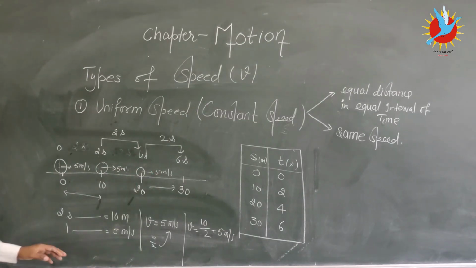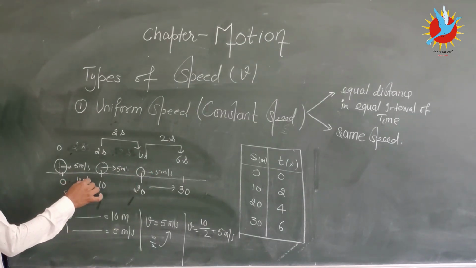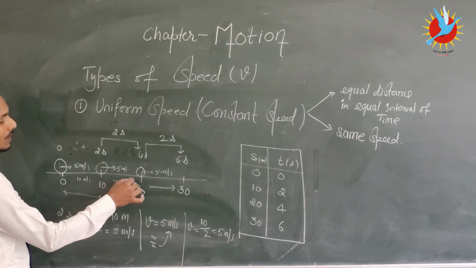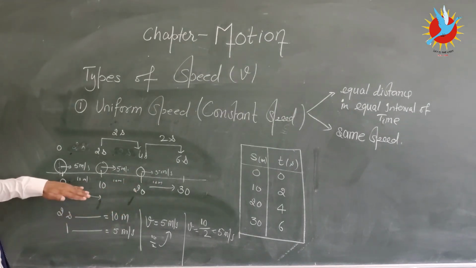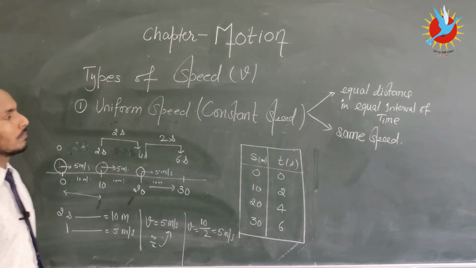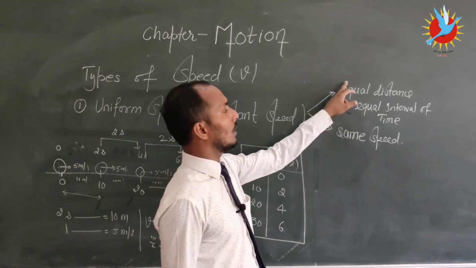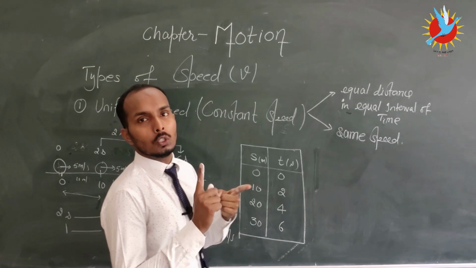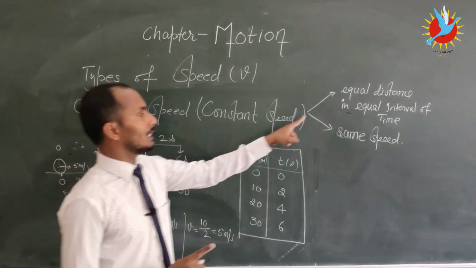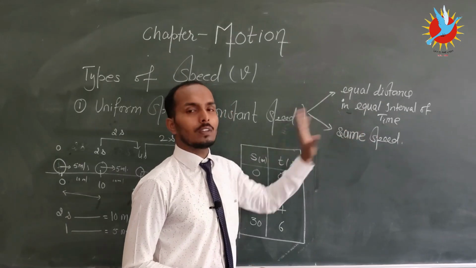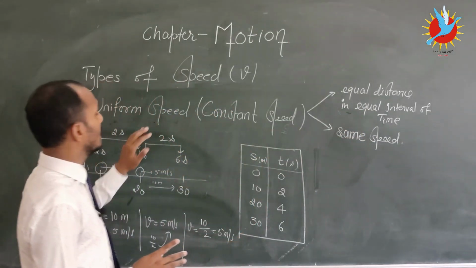In all the cases, it covers 10 meter distance in 2 seconds. It means the body covers equal distance in equal intervals of time. A body is said to have uniform speed when it covers equal distance in equal intervals of time. So this is the definition of uniform speed.